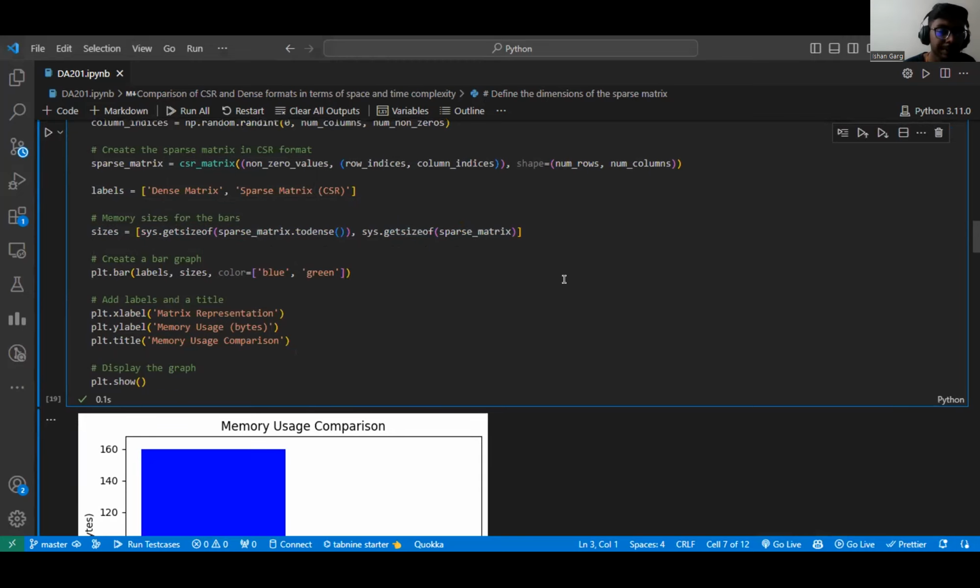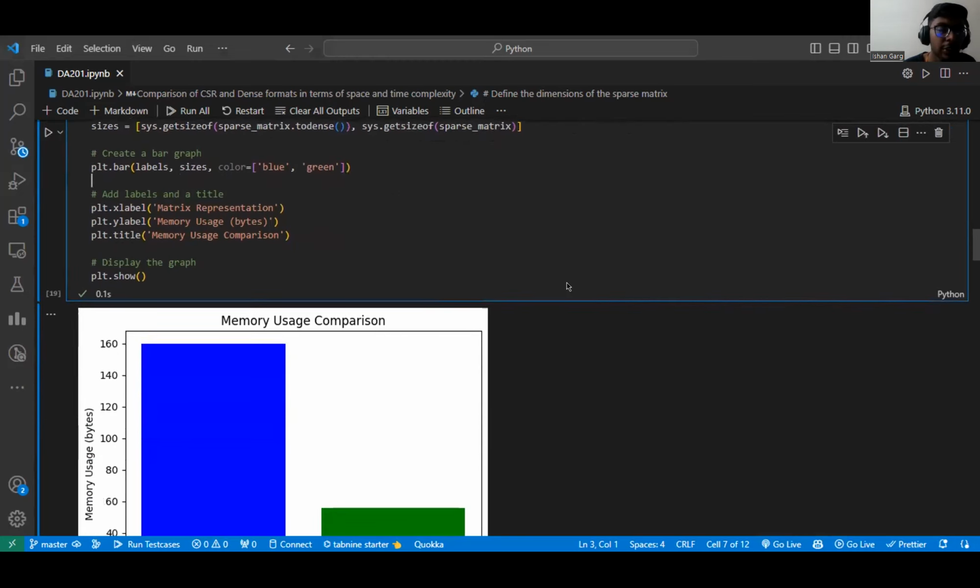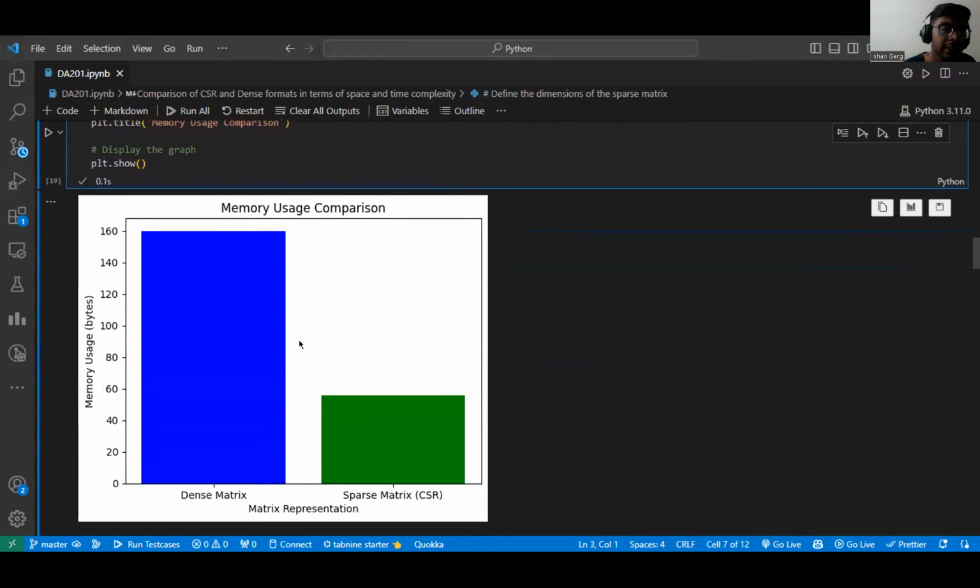And now we are plotting it. We can plot this using PLT. So we can see how much the gap is between them. The sparse matrix takes considerably less space than the dense matrix.